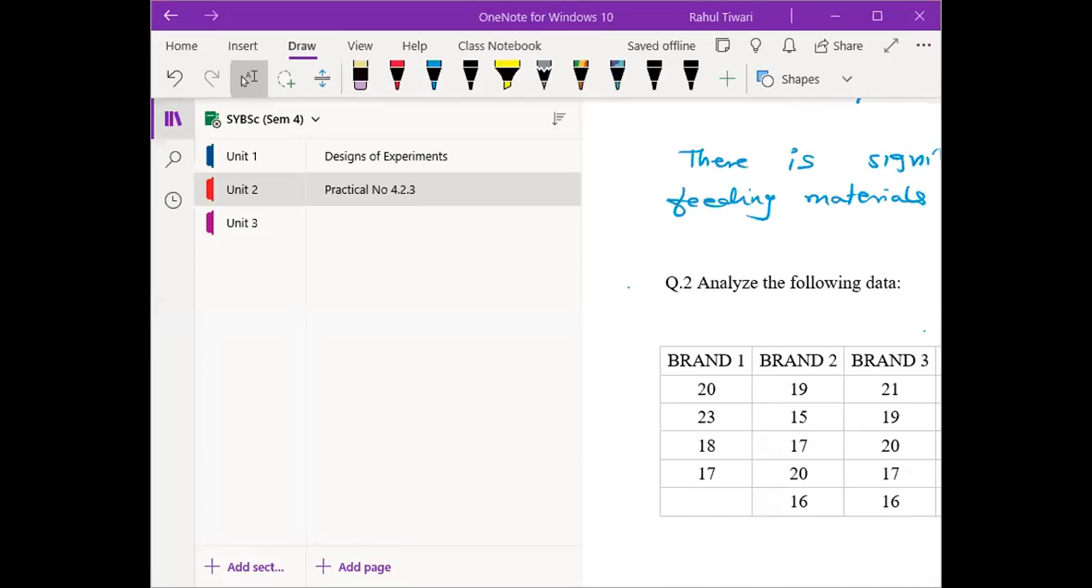Some questions are there. What is the due date to submit the practical? This time I'm not asking you to submit your practicals. Keep them ready with you.